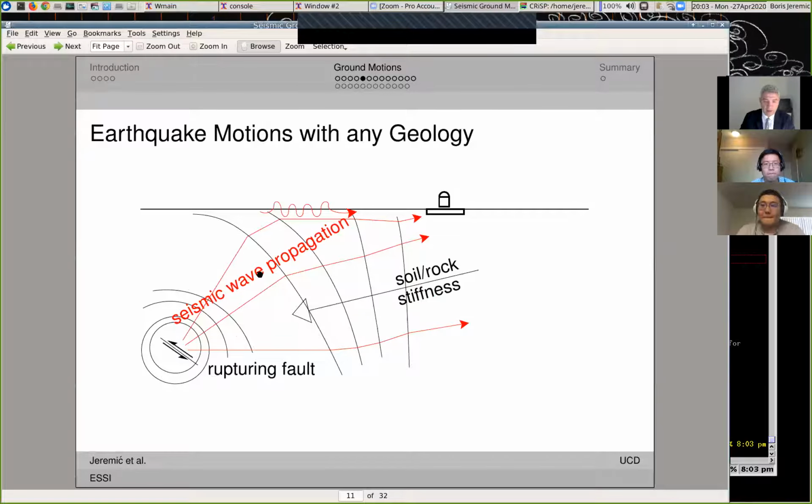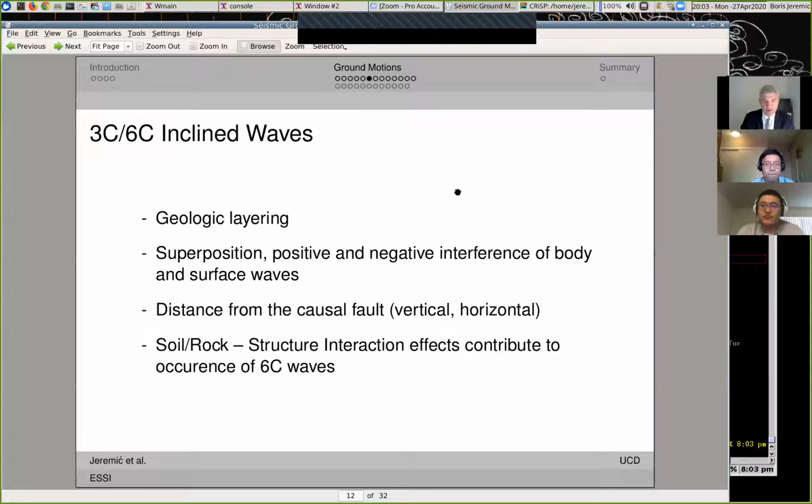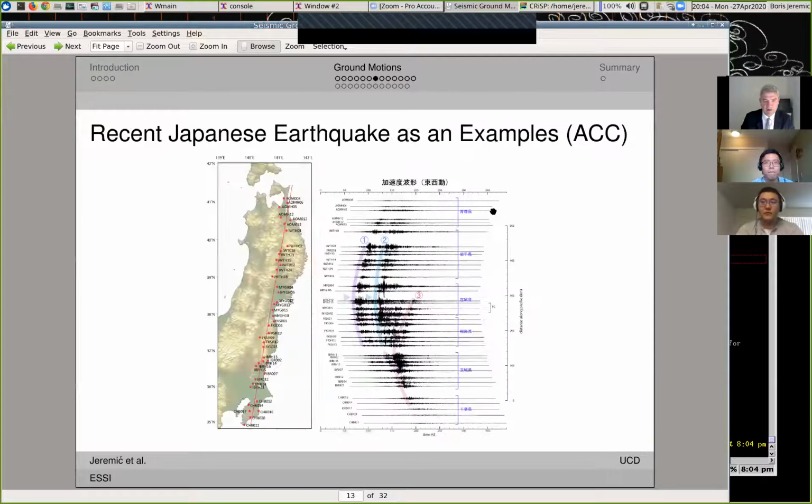If you have layers that are quite a bit different, you can actually have a very complicated picture of these waves. And it's important to know what the geology beneath is, and to be able to understand what effects these waves will have on your object. In this case, some type of power plant. So geologic layering makes a big difference. There will be this positive and negative interference, depending on how far from the fault you are, and there will also be interaction with the structure, and that's going to contribute to the occurrence of these multidimensional waves.